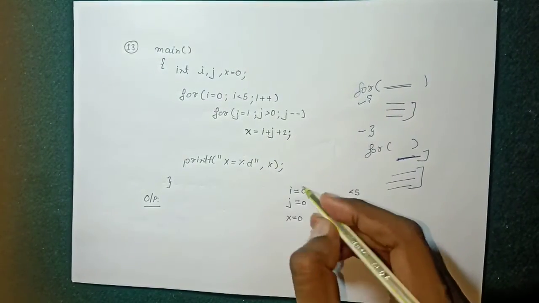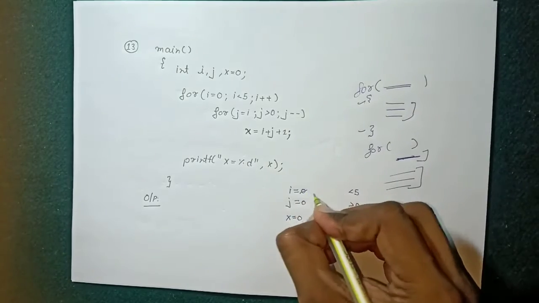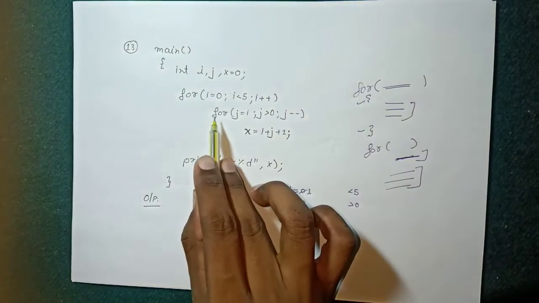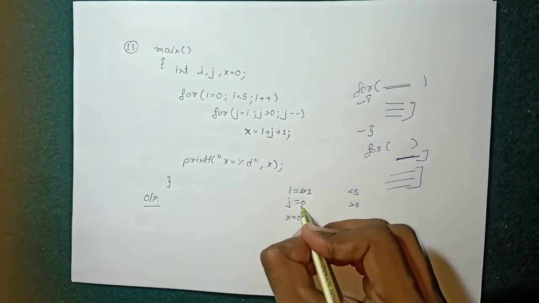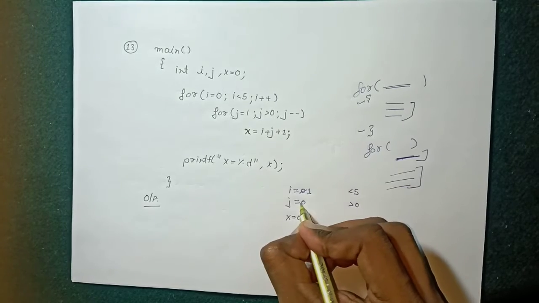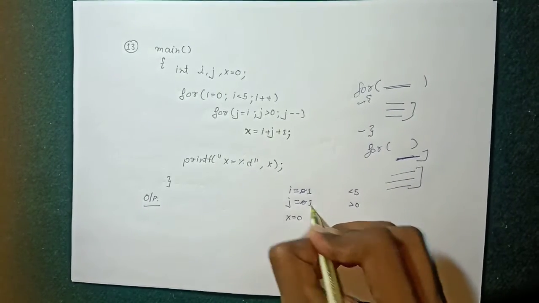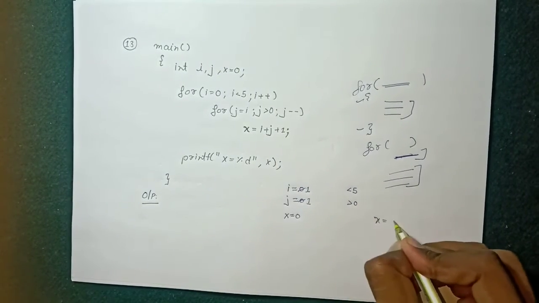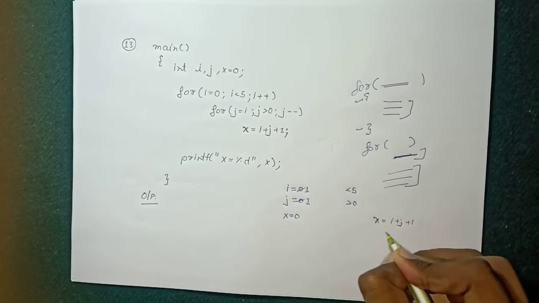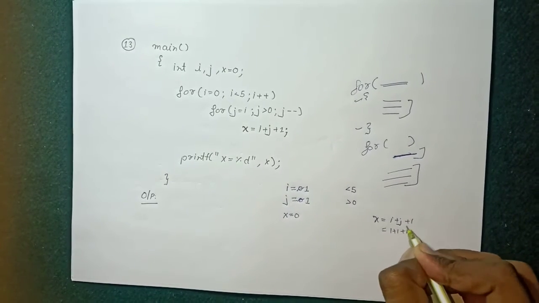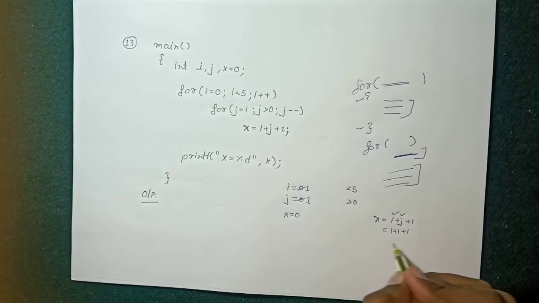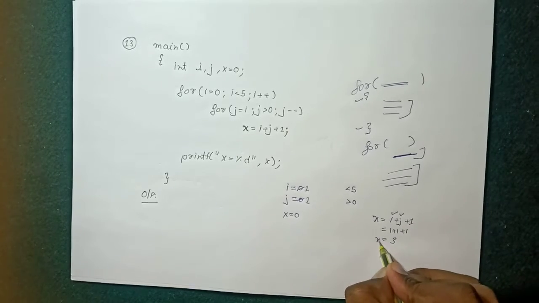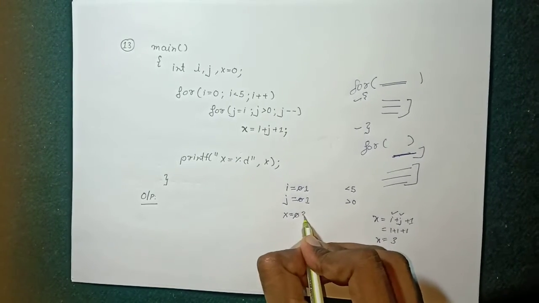Then again we come to the outer loop, which means the value of i becomes 1. 1 is less than 5, obviously. Then we come here, j equal to i. Now the value of i is 1, so the value of j also becomes 1. And 1 is greater than 0, obviously. Then what happens? x equal to i plus j plus 1, which means 1 plus 1 plus 1. The value of i is 1, j is 1, and the 1 stays as it is. Then the value of x becomes 3.